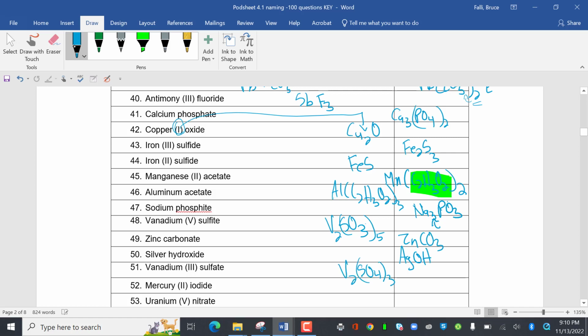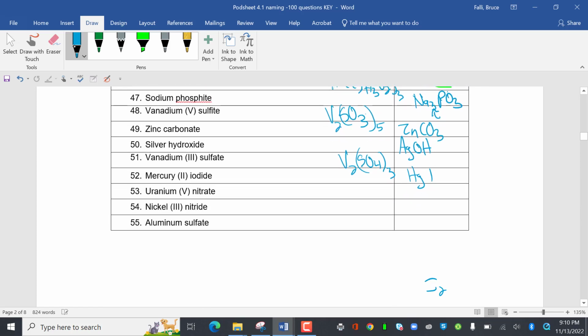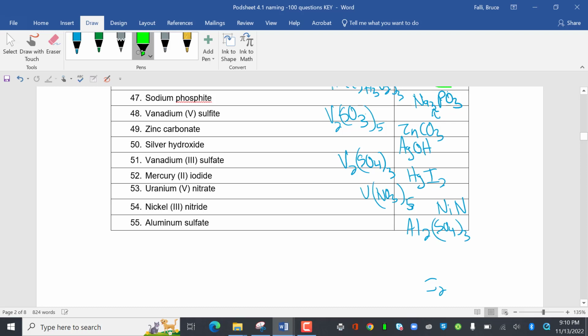vanadium 3 sulfate, V2(SO4)3. Mercury 2 iodide is HgI2. Uranium 5 nitrate, U(NO3)5. Need 5 of them. That's a 5. Nickel 3 nitride, NiN, like Nine Inch Nails. Have you ever heard of that band? You haven't? Big surprise. Al2(SO4)3, taken 3 times. So again, subscript, show the charge of the opposites. Never have a charge in your final answer.